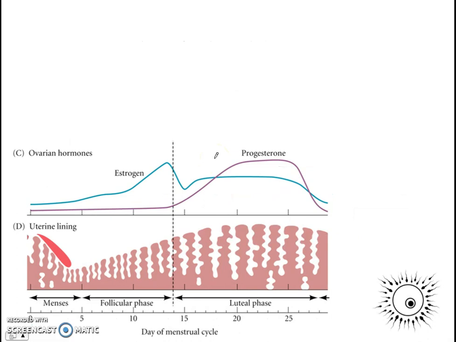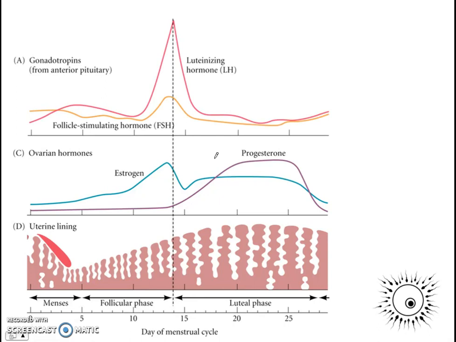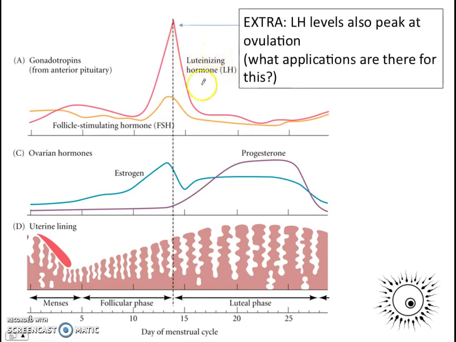For a bit of extra information, here is the graph which shows you the level of luteinizing hormone as well over here. So you see estrogen levels rise and they peak slightly before ovulation, but luteinizing hormone peaks at ovulation. So estrogen levels will rise, causing luteinizing hormone to be produced by the pituitary gland. Then when LH peaks, that's when ovulation takes place.